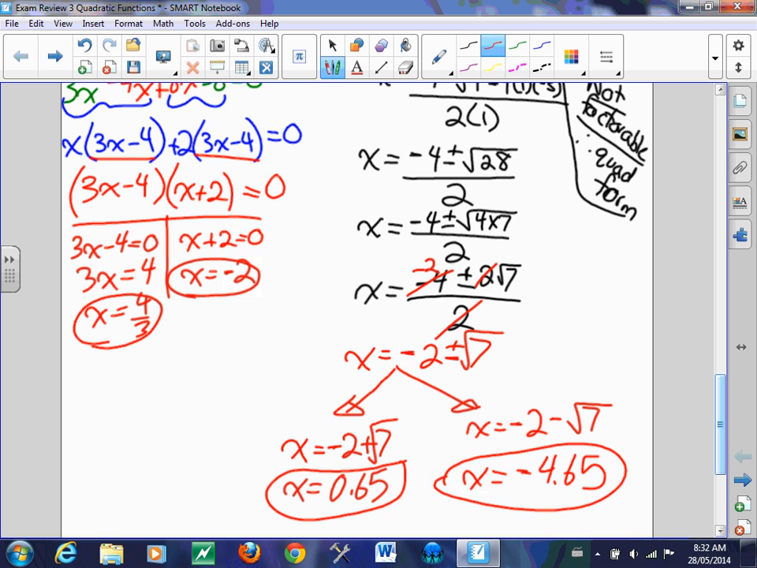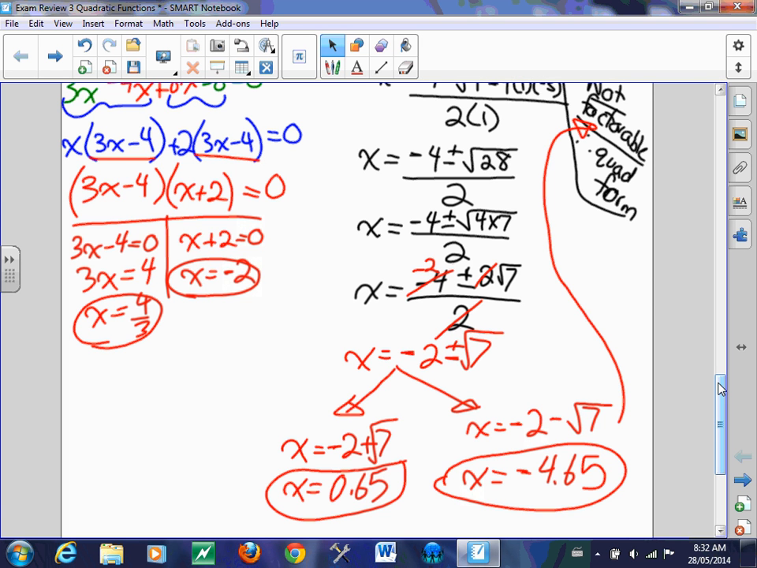And you know what? You should feel good about getting a decimal answer because you told me it wasn't factorable with whole numbers, so guess what? We went to the quadratic formula. Okay, so that would show you 2 roots. All right, flipping to the other page.